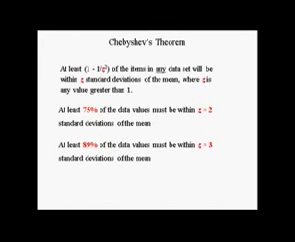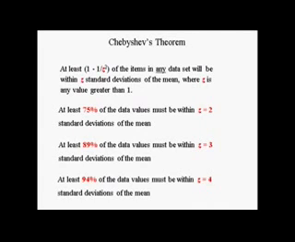If z is equal to 3, z squared is 9. Dividing 1 by 9 yields 0.11. Subtracting this from 1 yields 0.89, which according to Chebyshev's theorem means at least 89% of the data values will be within 3 standard deviations of the mean. If z equals 4, z squared is 16, dividing 1 by 16 yields 0.06, subtracting this from 1 yields 0.94, which according to Chebyshev's theorem means at least 94% of the data values will be within 4 standard deviations of the mean.